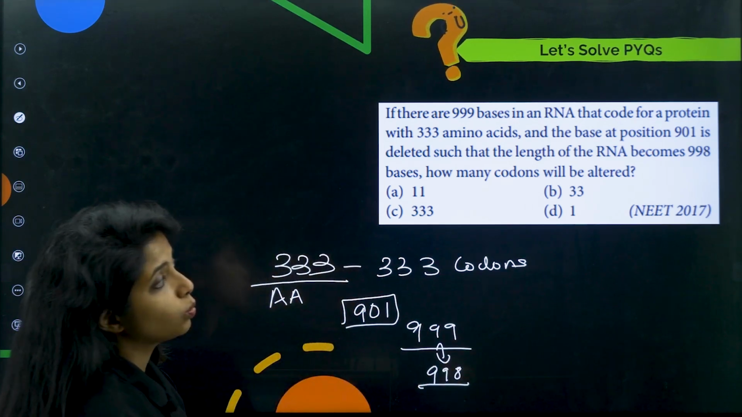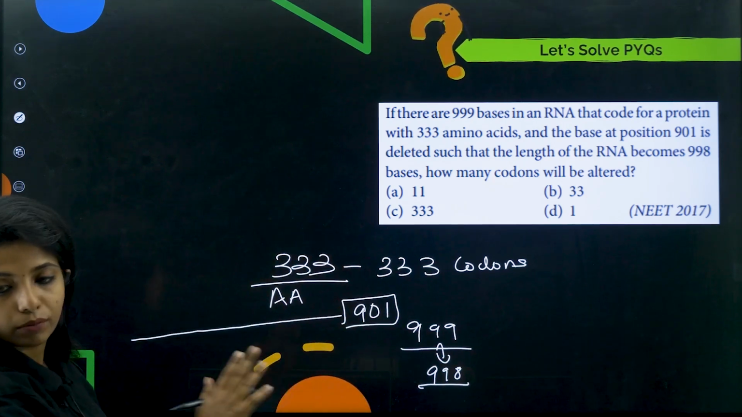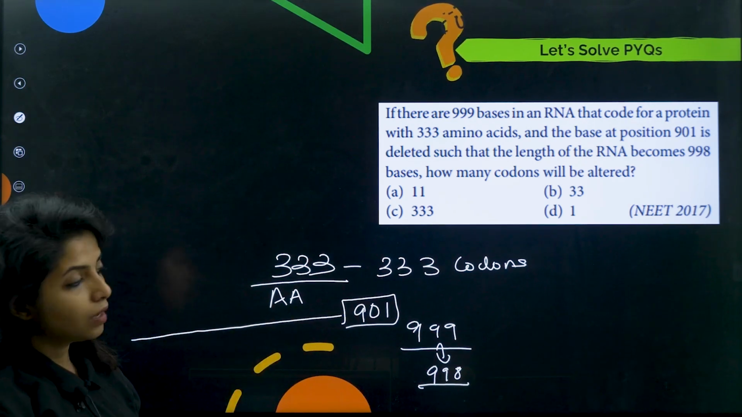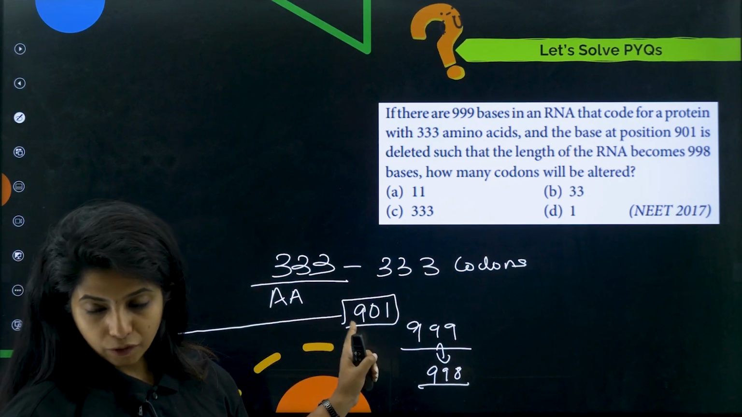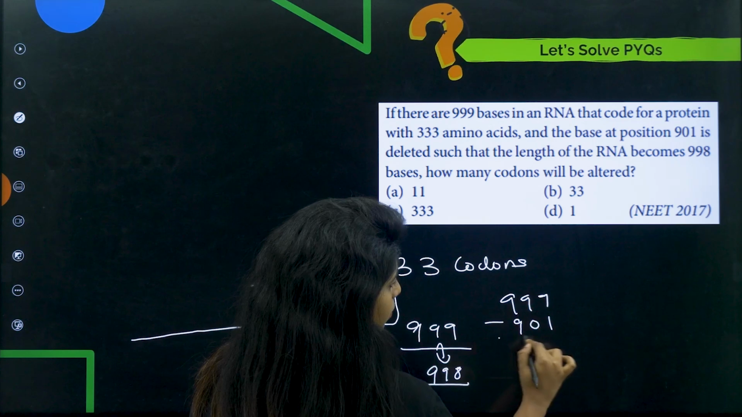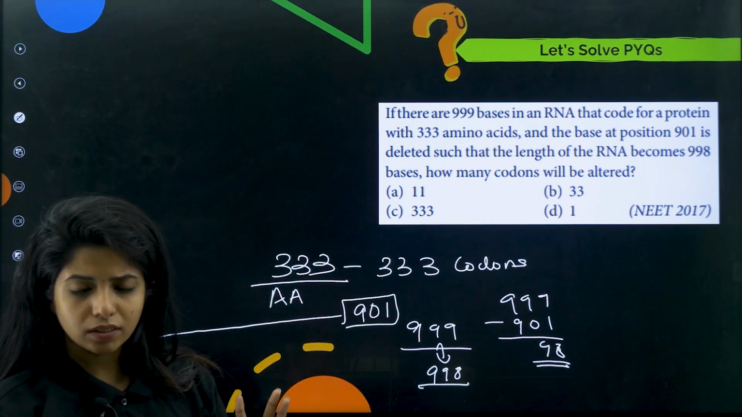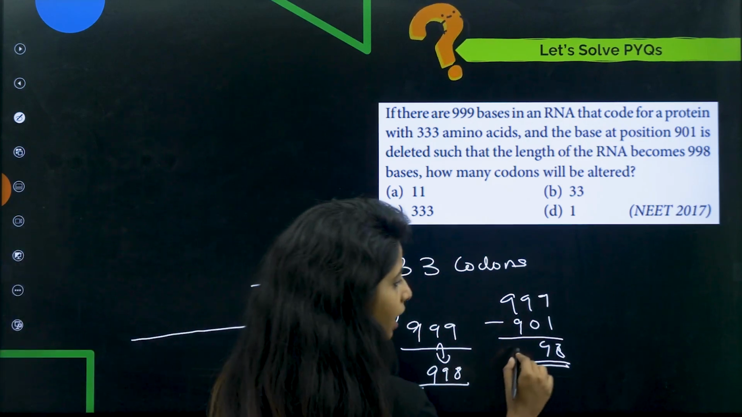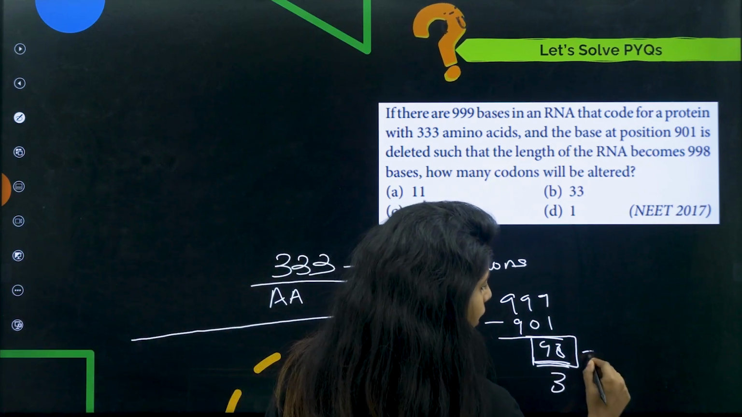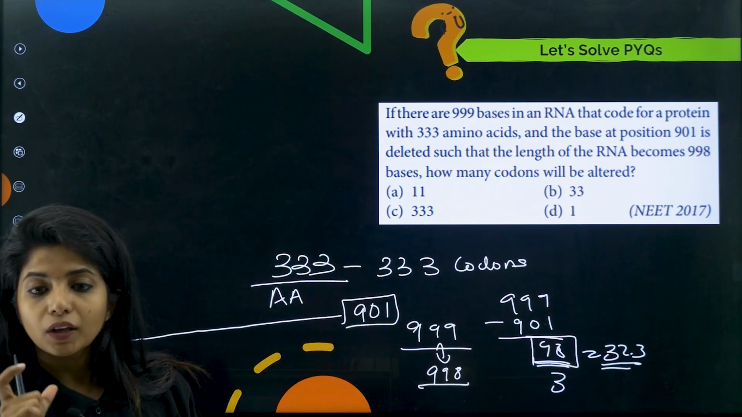You are asked how many codons will be altered. Before 901, everything was still making the same codons. From here to here, the things have changed. If I do 999 minus 901, I get about 98. Basically 98 nitrogen bases are there, and they come in the format of 3. So divided by 3, I get something like 32.3, basically 33. So 33 codons will be affected.